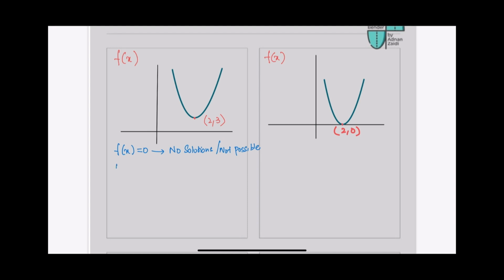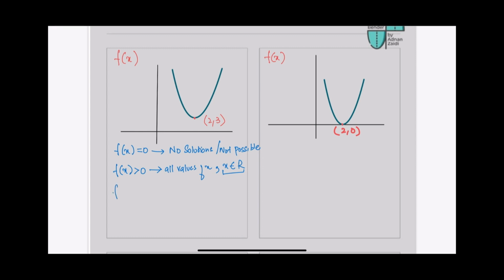But if I say f of x is greater than 0, as you can see, the entire curve is above the x-axis and greater than 0. You will say all values of x. The function is positive for all values of x. Or another way we write it, x belongs to the real numbers, meaning all values of x.